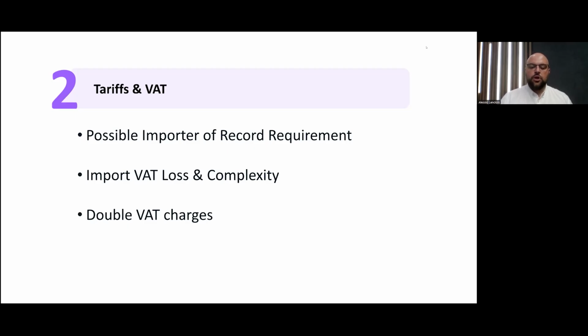And how do we ensure that we don't trip ourselves up in making the wrong decision or a knee-jerk decision in order to try to remedy that? So just to delve a little bit deeper into it, the possible importer of record requirement is one of the trickiest aspects, in determining who needs to be the importer of record.